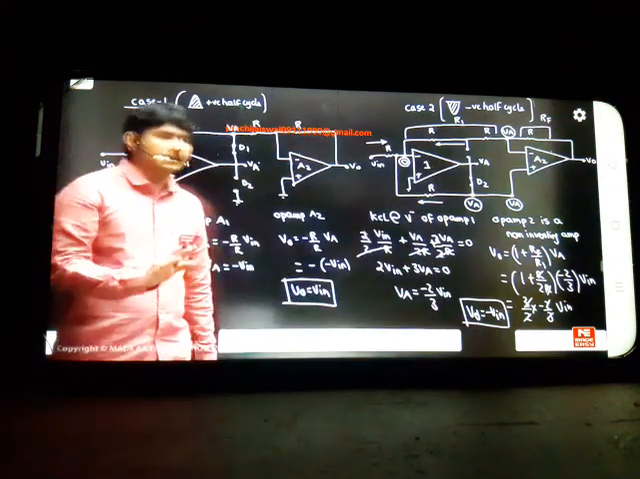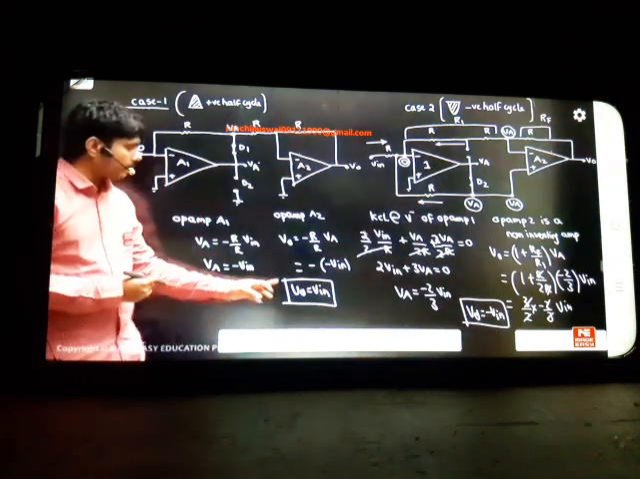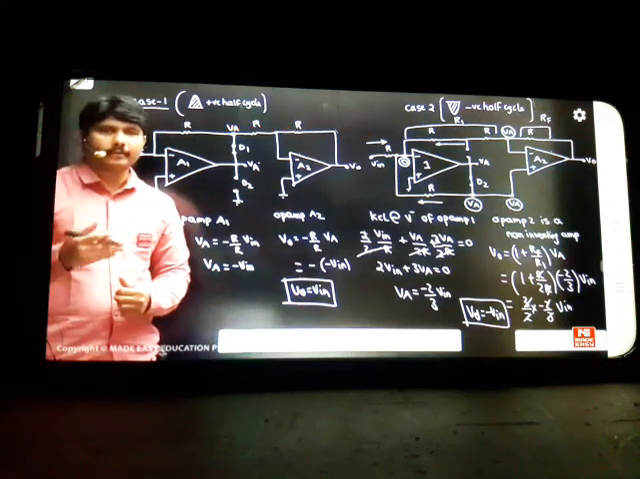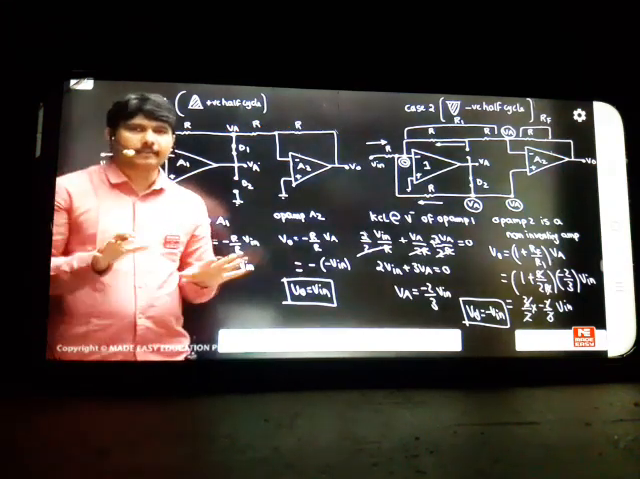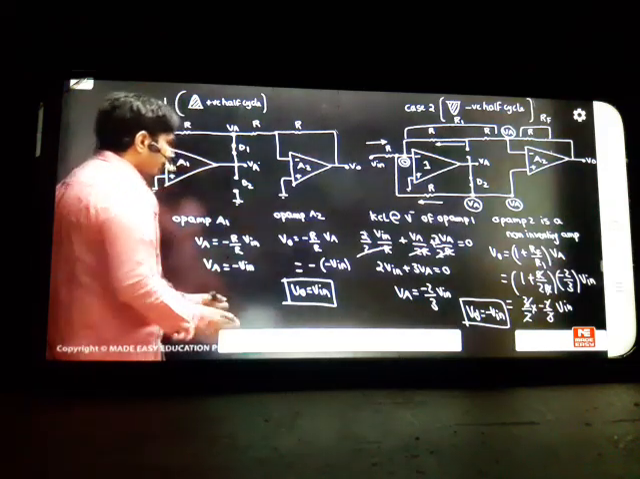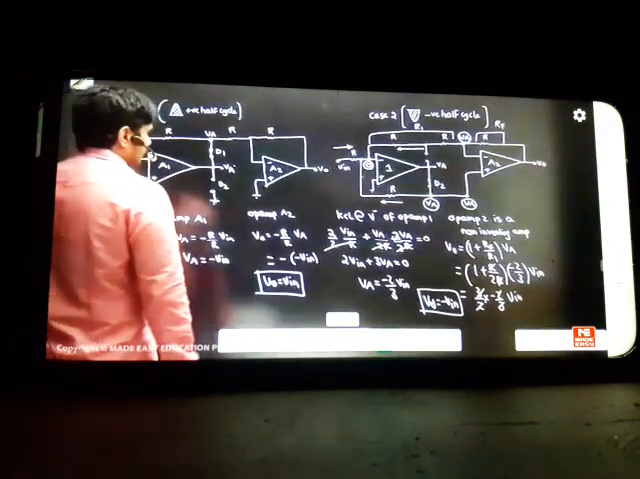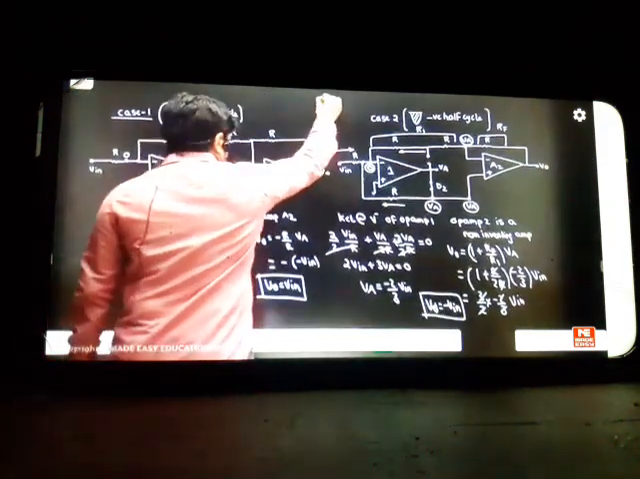Here also your output is coming, but it is getting phase shifted, giving minus VIN. So the first result we got was V0 equal to VIN. The second result we got was V0 equal to minus VIN. So this is the story about how to write the output values. With this, I think the transfer characteristics, if you observe clearly, I'll show you here how you are getting the transfer characteristics.